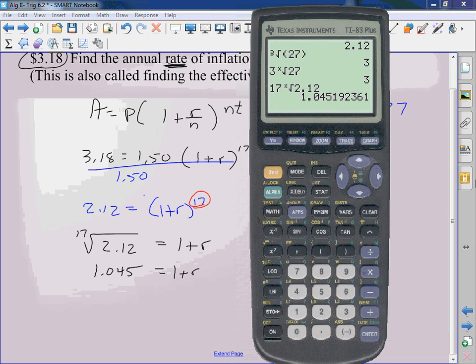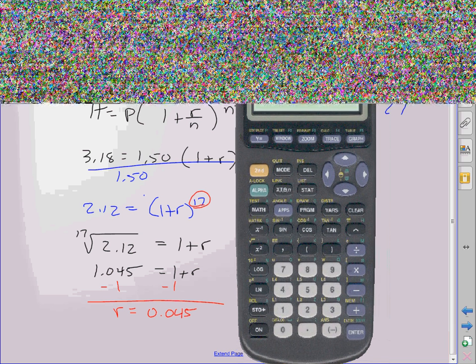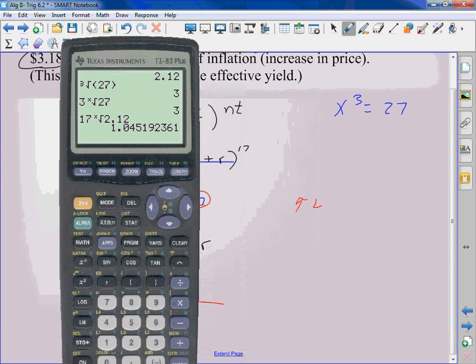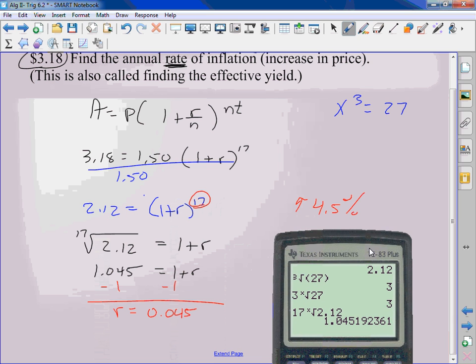Now what do I need to do? Subtract 1. So the rate is 0.045. So what percent did it go up? It went up 4.5%. Now go over 3 decimal places that way. We can change it to percent.